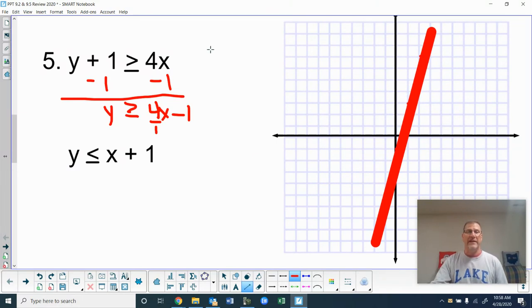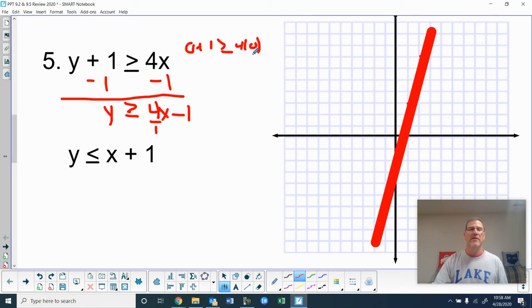All right, and where do we shade? Okay, so let's go back to my red pen and put 0 in for X and Y. So 0 plus 1 greater than or equal to 4 times 0, which is 0. So 0 plus 1 is 1. Is that greater than or equal to 0? That would be yes. So I would shade towards the 0, 0, which would be towards the left on this one.